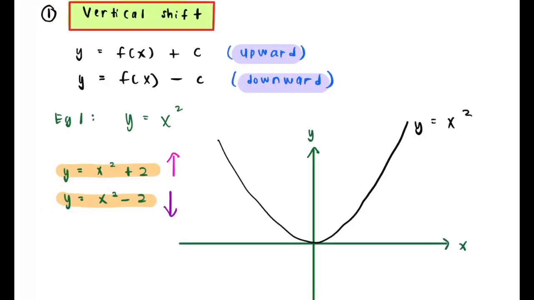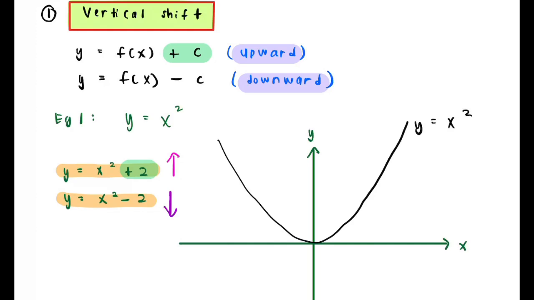So when does the graph go up? When your function y equal to f(x) has plus c outside of it. Alright, so if you have plus c, therefore the graph will go up. For example, if you see this question here, a quadratic graph, y equal to x squared. Okay, so if you have y equal to x squared plus 2, meaning that for this question here, this graph, the smiley graph, should go up by 2 units.